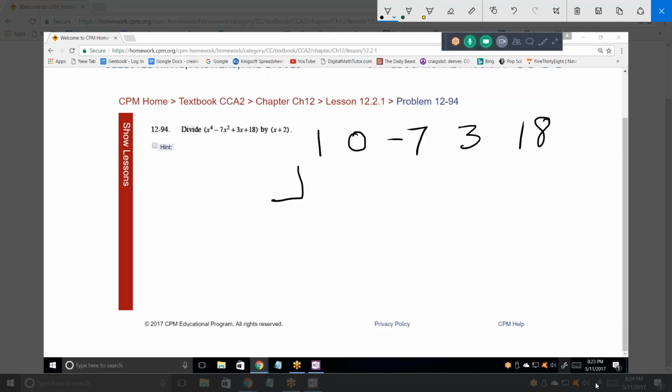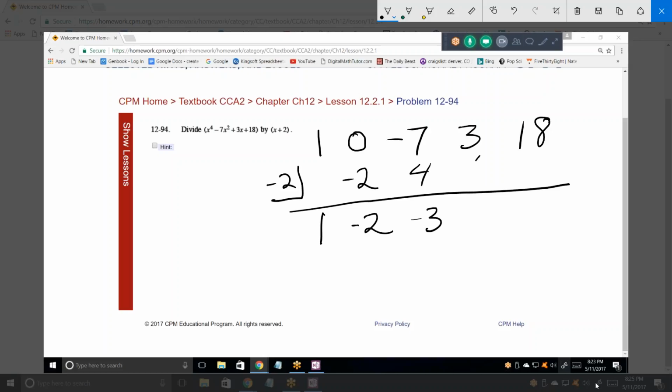And what goes in the box? Negative 2. Okay. Tell me everything here to do. Drop the 1. Okay. Multiply 1 times negative 2. Which equals negative 2. And then you get 4. And negative 3. And 6. And 9. And negative 18 and 0. So what's my answer? When I divide that polynomial by that linear term, what's my answer? X cubed minus 2x squared minus 3x plus 9.